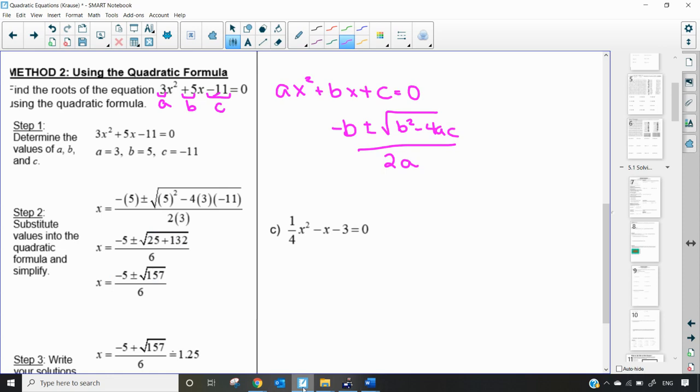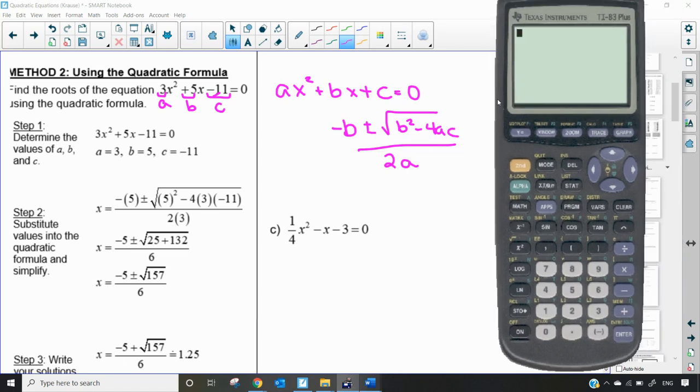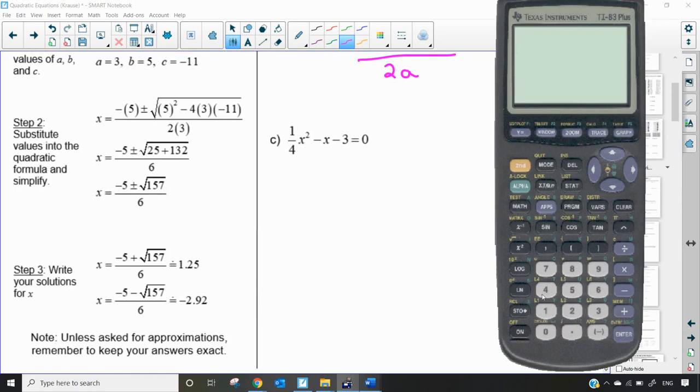Now, when we want to put this in our calculator, we have to put it in 2 steps. The only reason to put it into our calculator is so that we can double check our answers by checking our approximations. Unless you're told otherwise, you should keep your answers exact. So checking this in our calculator, we're going to start off by putting the numerator in. So we've got negative 5 plus the square root of 157. And then I'll hit enter and divide by 6.